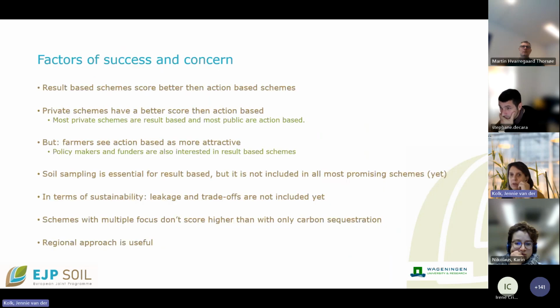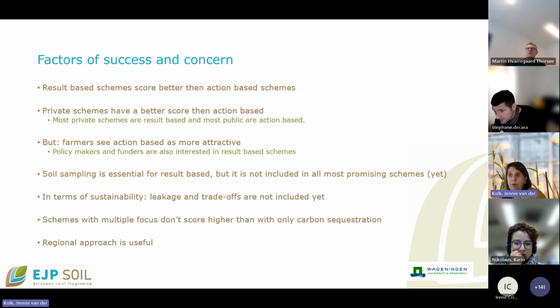That brings us to the conclusions of the work. The result-based schemes score better than the action-based schemes. Private schemes have a better score than public schemes. But most private schemes are result-based and most public schemes are action-based. It's not always the case, because some action-based schemes are also paid with private funding.